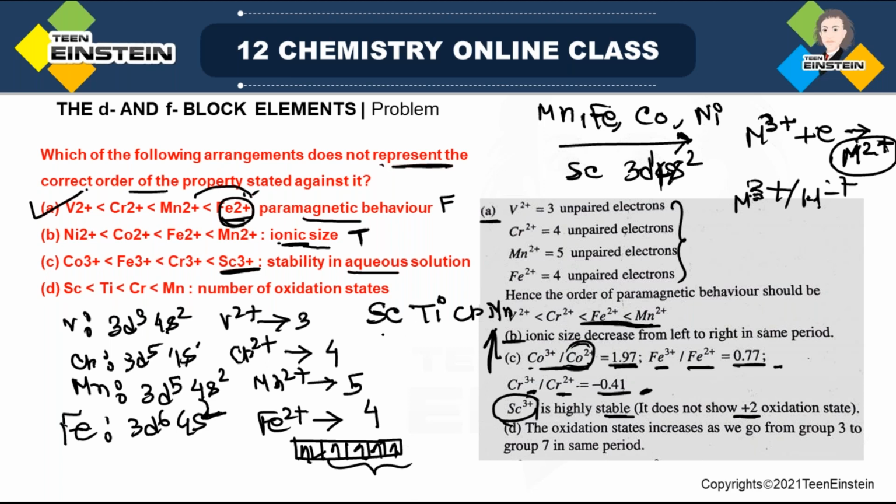So as we are moving towards this side, the number of oxidation states will increase. So that is why this order is completely correct and this order is also fine. So which order is not correct? It is the first option, option A. So in this problem, is there any doubt?